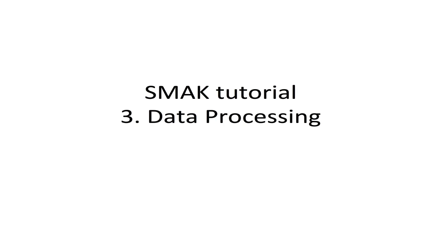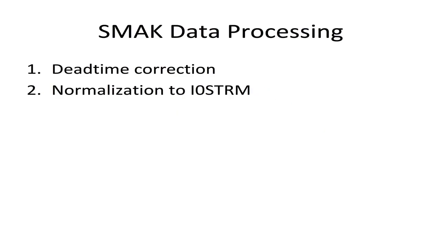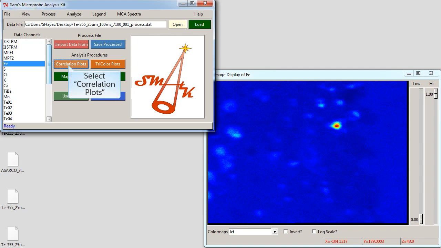Now we're going to learn how to apply some of the tools in the last tutorial to actually processing data. In this tutorial, we're going to learn how to dead time correct your data and also normalize it to I0 stream, which is the number of incoming photons. For dead time correction, we're going to start with correlation plot.